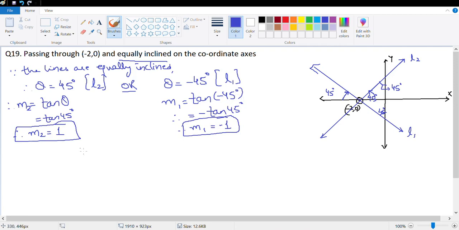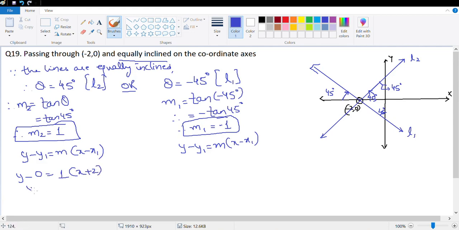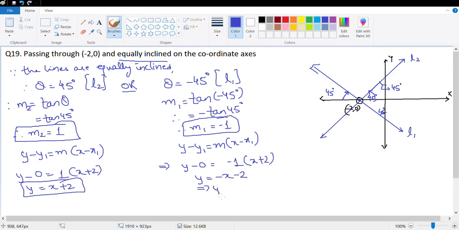So now how do I find the equation? Well, now I'll substitute in the formula y minus y1 is equal to m times x minus x1. Similarly here, y minus y1 is equal to m times x minus x1. So what point is it passing through? It's passing through negative 2, 0, which means y1 is 0. Slope in this case is 1 and x1 is negative 2. So x minus negative 2, which means x plus 2, which means y is equal to x plus 2. So that's one line. Let's look at the second line. In this case, y minus 0 is equal to negative 1 times x plus 2, which means y is equal to negative x minus 2, which means y plus x plus 2 is equal to 0. So I have two equations, which means I have two lines which will be equally inclined to both the coordinate axes and passing through negative 2, 0.